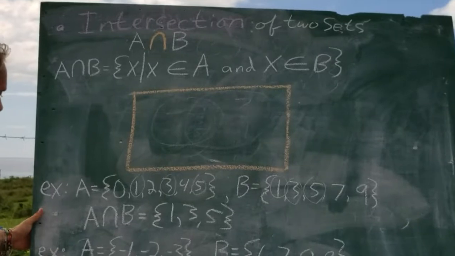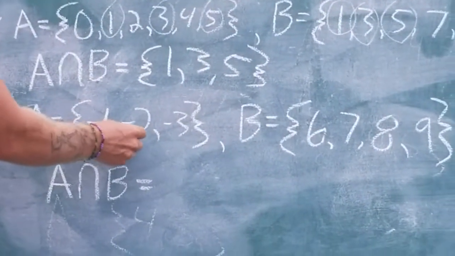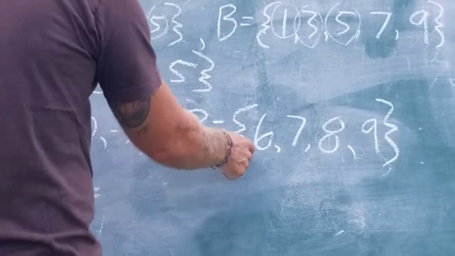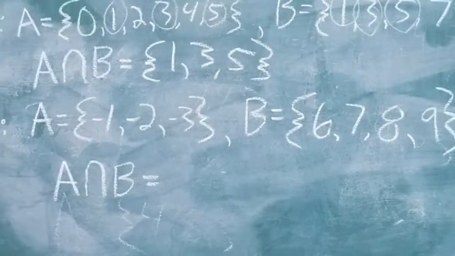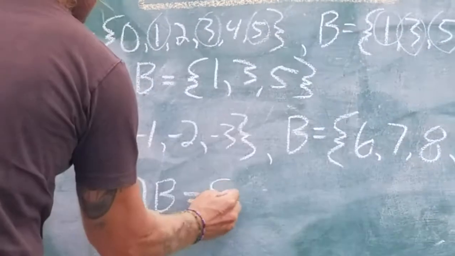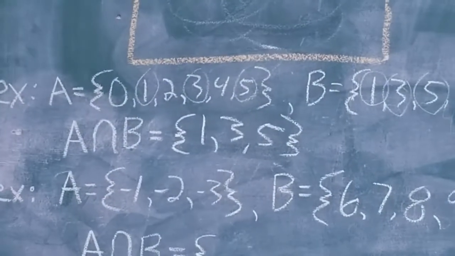So again, we have two sets. We have set A consisting of the elements -1, -2, and -3. Set B consisting of the elements 6, 7, 8, and 9. All right, we want to find the intersection of A and B. So let's work through this.